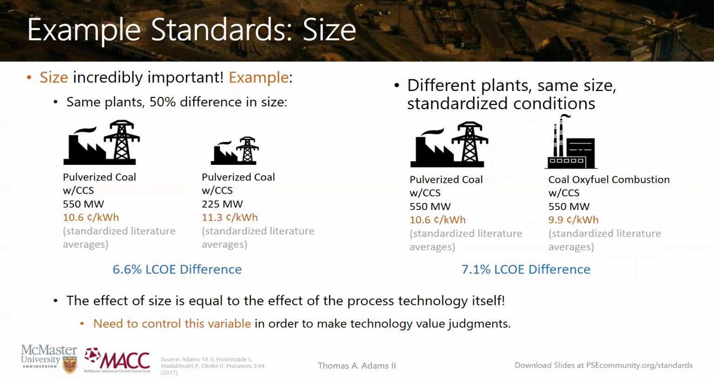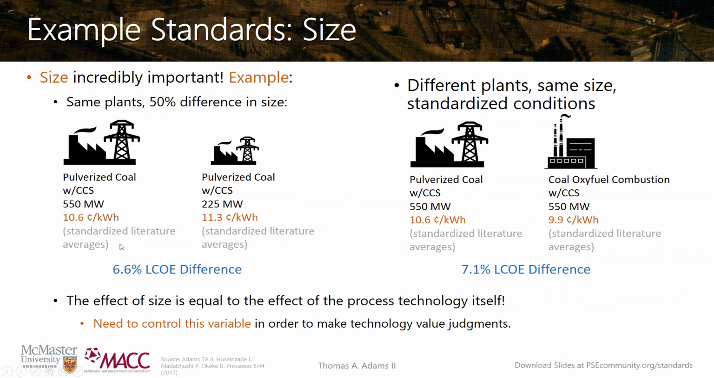Okay, so here's a couple examples. I'm going to go a little quicker now. But for example, size is one of the most important things we should standardize on when we're doing a comparison. Now you're going to have a different size for an application, but for technology identification, we need to normalize on size. Here's a good example. If I take all the pulverized coal with carbon capture systems that I can find in the literature, and I do it all under standard conditions at 550, I get an average LCOE of 10.6 cents per kilowatt.